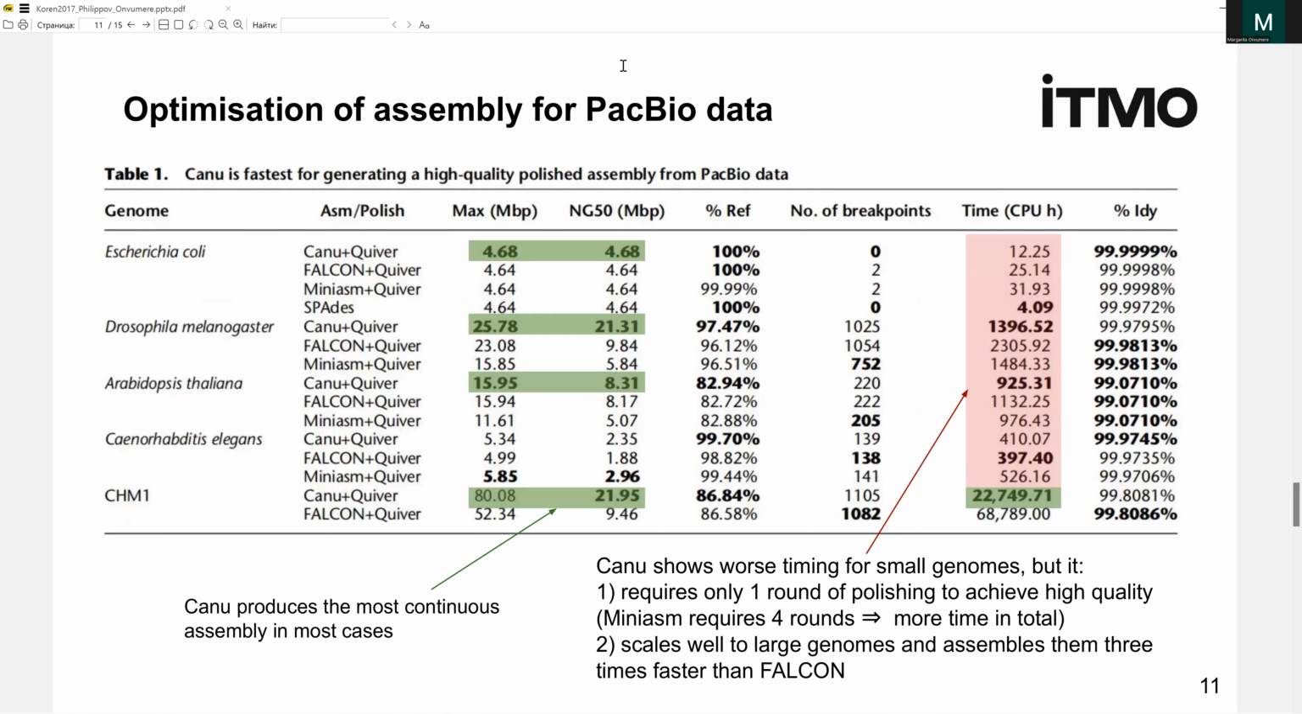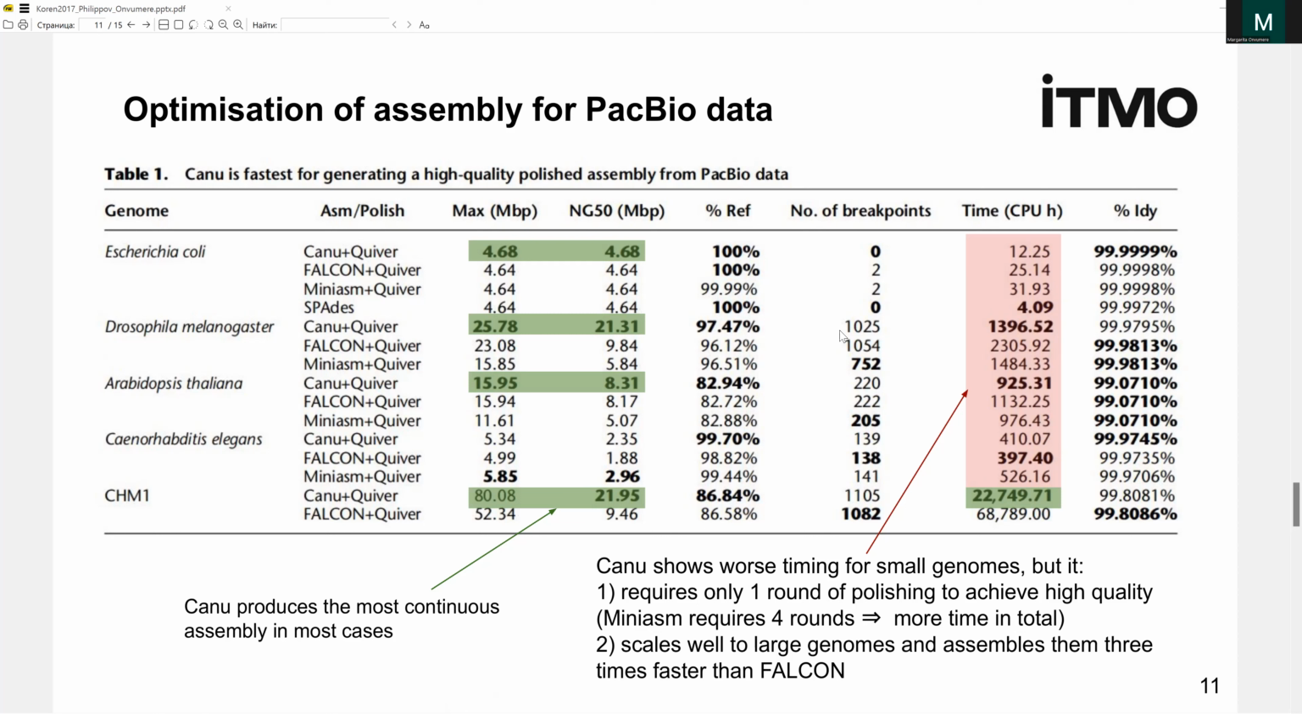Okay, so now when we're talking about general efficiency of assembly, the authors tested the contig quality and the time efficiency for PacBio and Oxford Nanopore data. So for PacBio, we can see that Canu produces the most contiguous assembly in most cases. The length of contigs is the largest. And in terms of the time, Canu shows worse timing for small genomes, but here are two points.